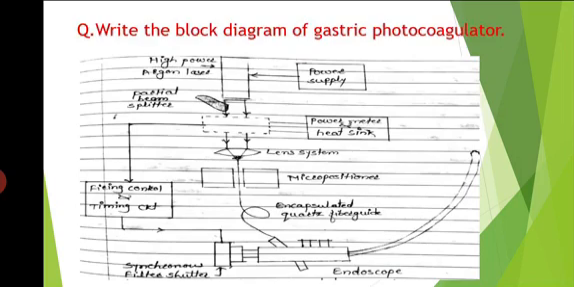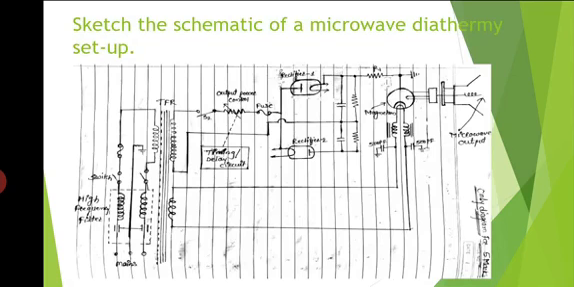This is the block diagram of a gastric photocoagulator. This diagram you are getting for 5 marks. Only the diagram you should draw here. This is also the diagram of a microwave diathermy setup. This diagram also you are getting for 5 marks. Only the sketch you should draw here.